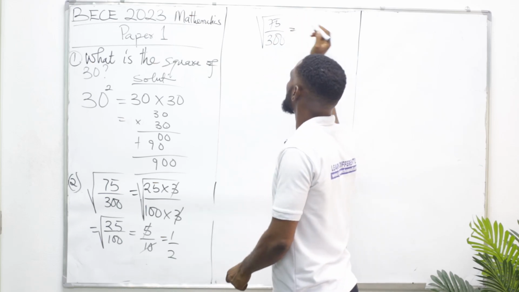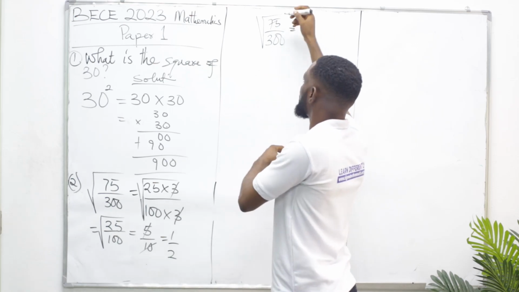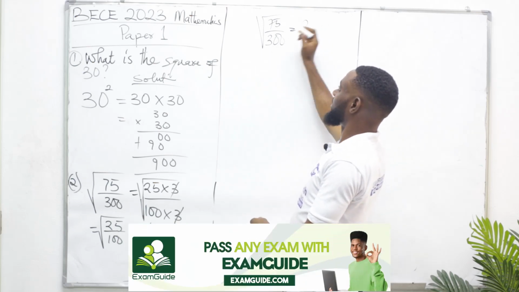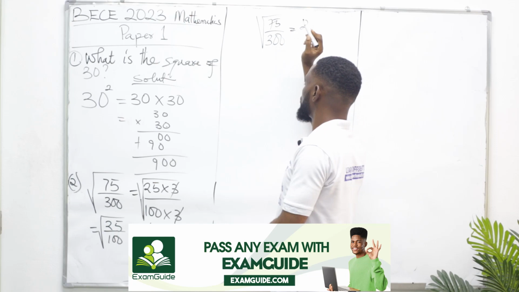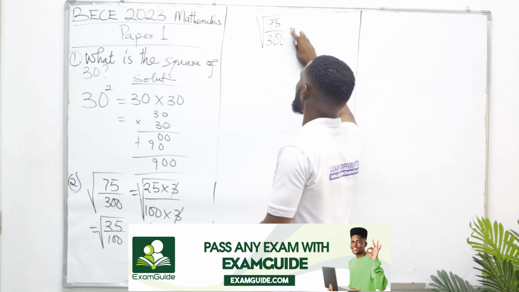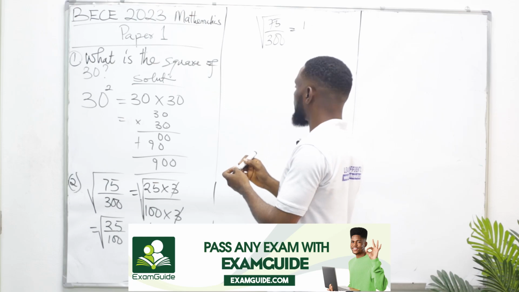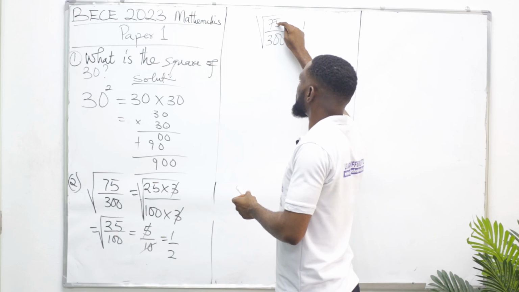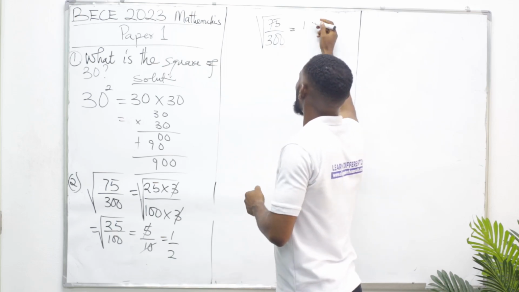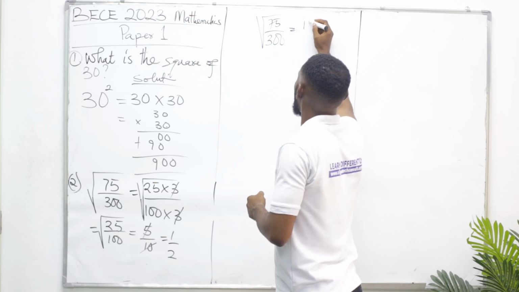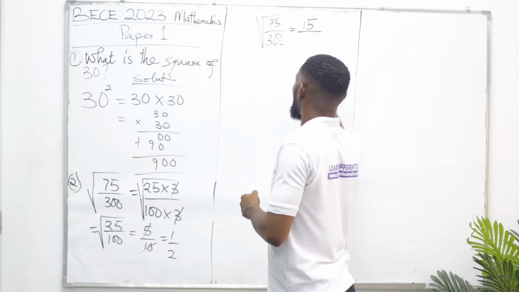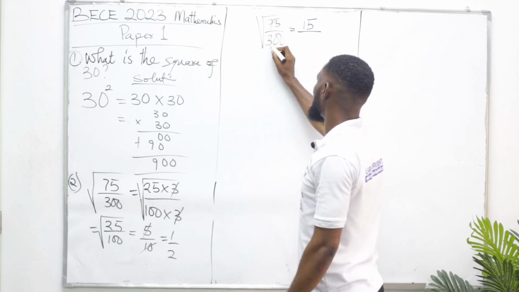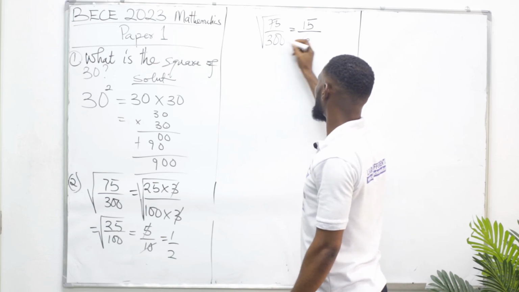5 into 75: 5 into 7 is 1, remainder 2. We put that 2 here, it becomes 25. 5 into 25 is going to be 5. You see that now? Then 5 into 300: 5 into 30 is going to be 6, then plus the zero, so it's 60.